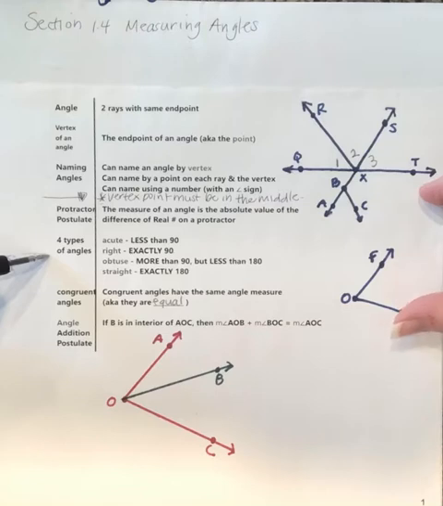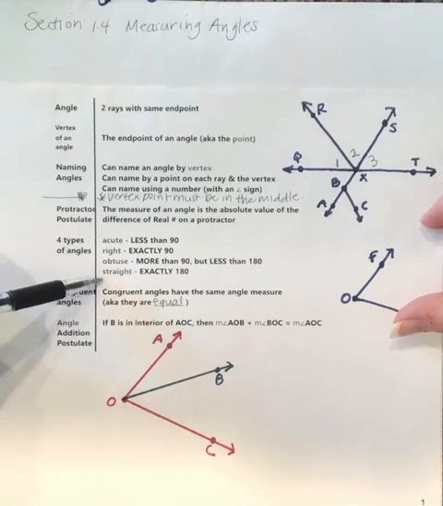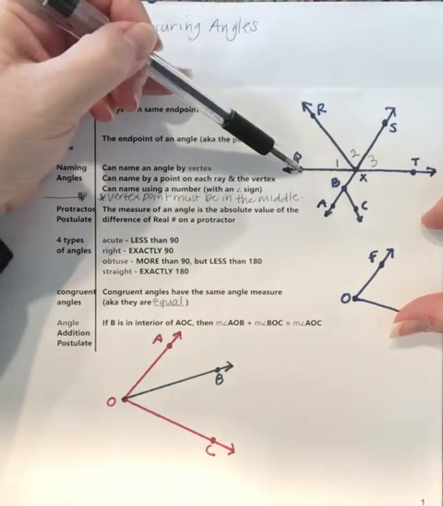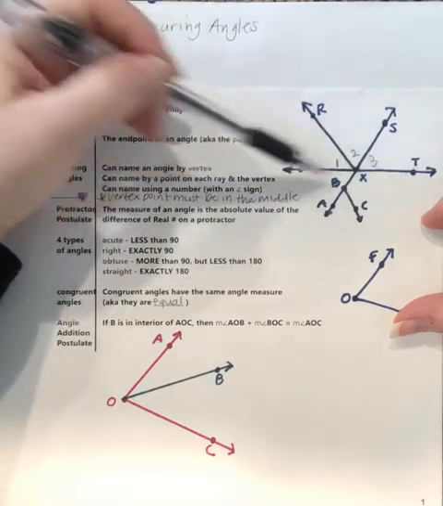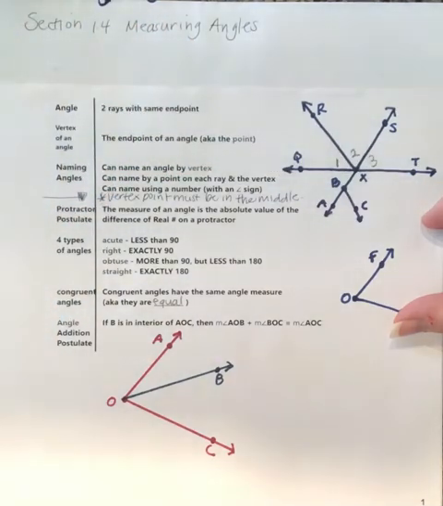There are four types of angles, which I'm sure you've heard of before. Acute is less than 90 degrees. Right is exactly 90 degrees. Obtuse is more than 90 but less than 180. And your straight angle is 180 degrees. So again, QXT would be an example of a straight angle. It's 180 degrees, and we're going to actually use that idea quite a bit coming up.